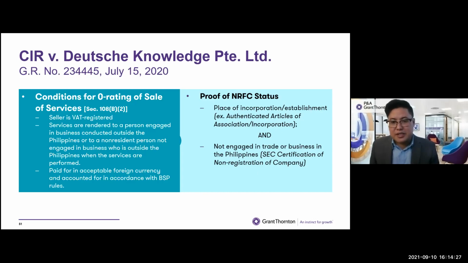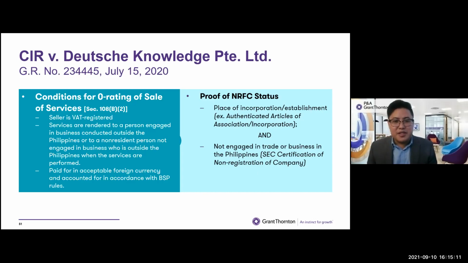So other than the authenticated articles of association, the ROHQ also presented the SEC certification of non-registration of the company. This certification, we can get from the SEC, wherein the SEC will detail that this company is not registered here in the Philippines and does not have a license to do business here. So that alone tells us that it is not engaged in trade or business in the Philippines. Otherwise, if they have presence here and the SEC certification says that they're not registered, then that is an illegal act, or that is already a different story.